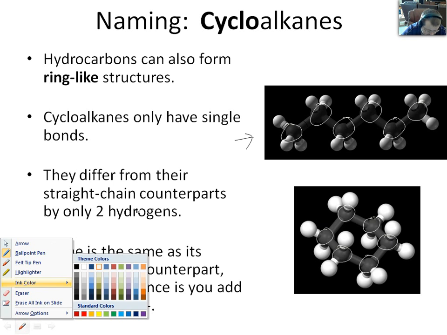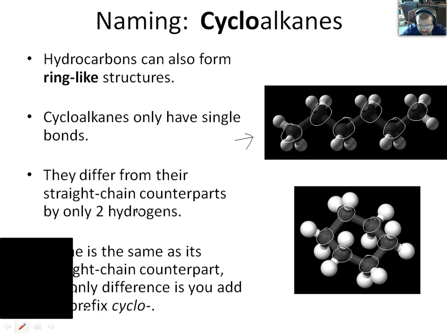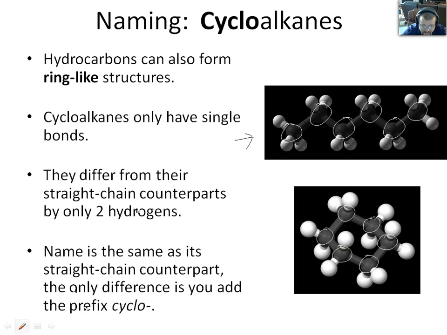Now, we could call it a circle, but that's a little bit of a misnomer because cycloalkanes can look like squares, they can look like triangles. The idea is that they are a closed shape. They're not a straight chain. Instead, they're going to be some form of closed shape like those that I'm drawing right now.